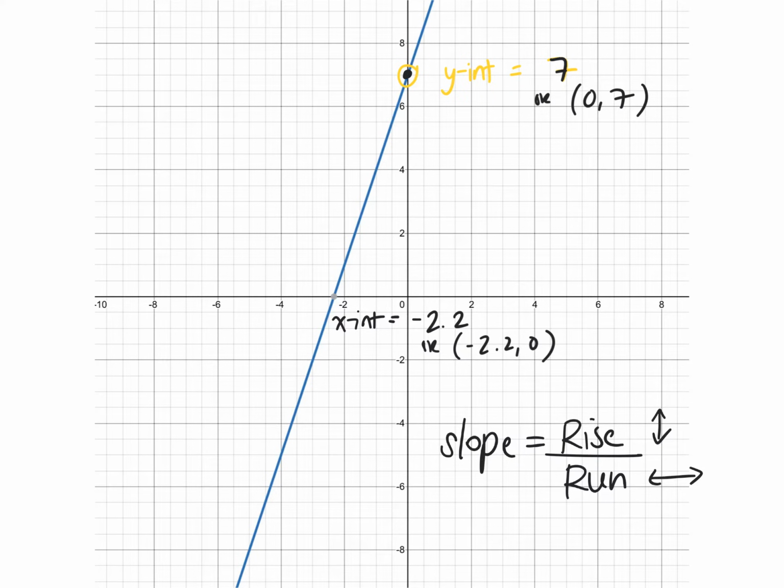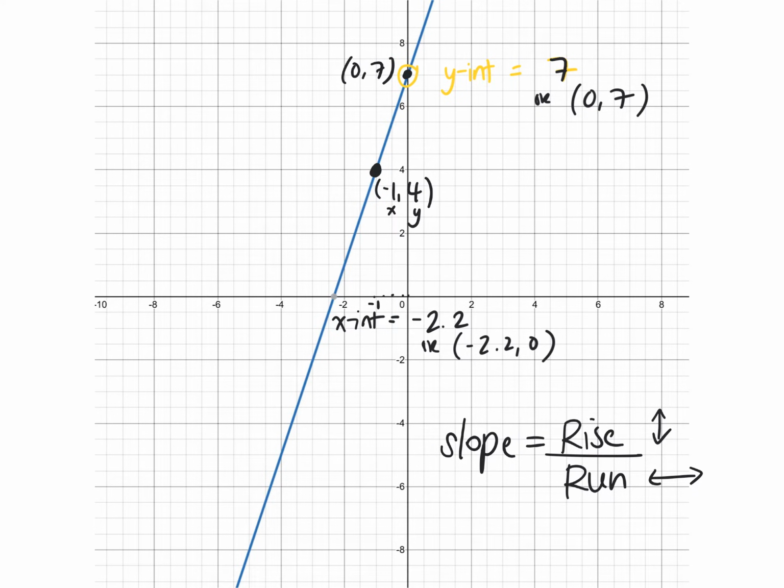So let's pick this point because it's exactly 7. And let's pick this point here, okay? This point would be located at, this would be negative 1 and 4, right? X is negative 1 and y is 4. And then this point is 0, 7.